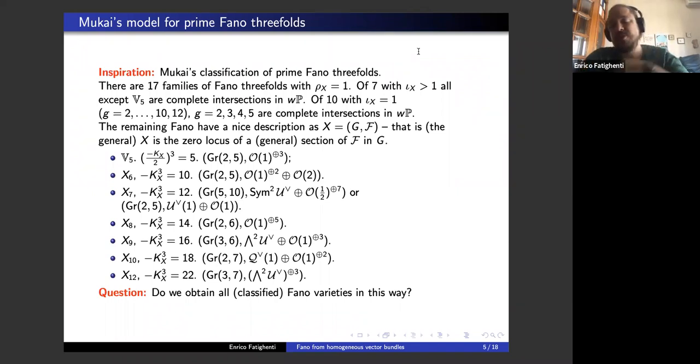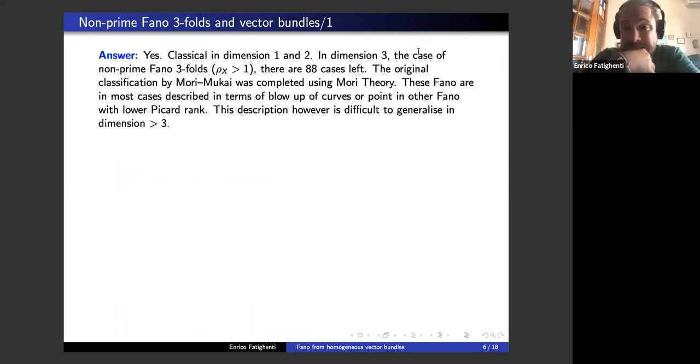Okay, so this is just to say that this language is really relevant if one has to classify, or at least understand, Fano varieties in a given dimension. And so we do have a very natural question, which I started asking myself maybe 1 year ago or something: do we obtain all already classified Fano varieties in this way? So using this language, can we describe all Fano varieties? And the answer is yes.